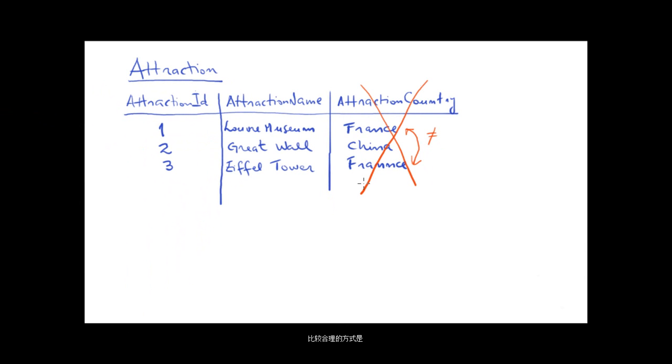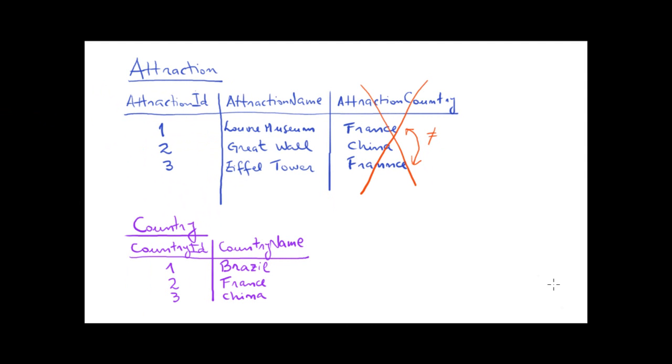It seems more reasonable to enter the country only once, in a single location, and then for each attraction make reference to the corresponding country. In other words, we should define something like this. One location where countries are stored. And in attractions, we make reference to the corresponding country identifiers.